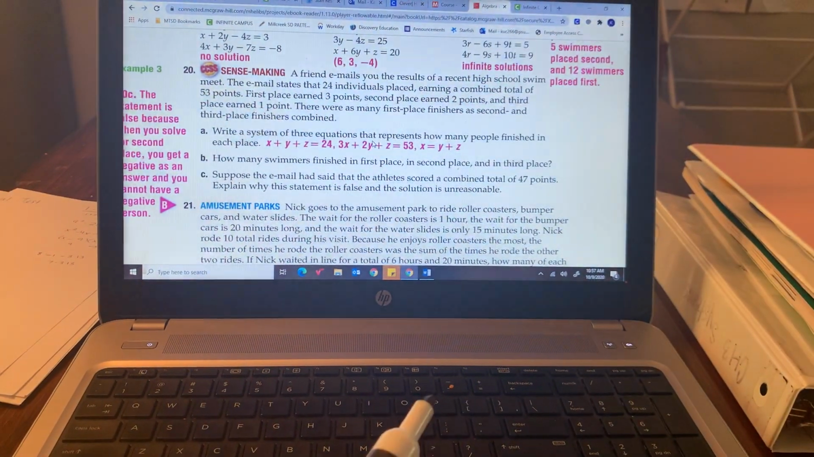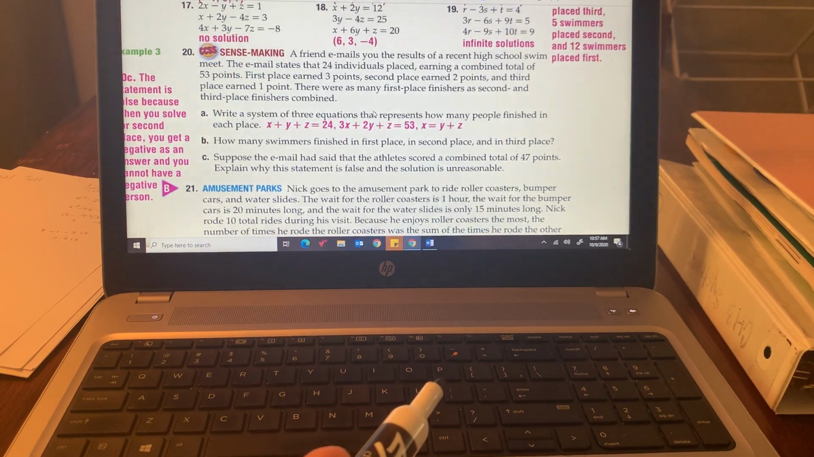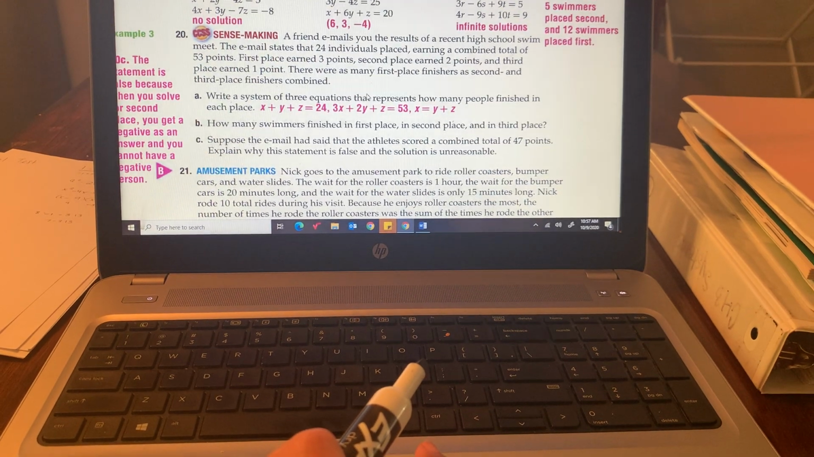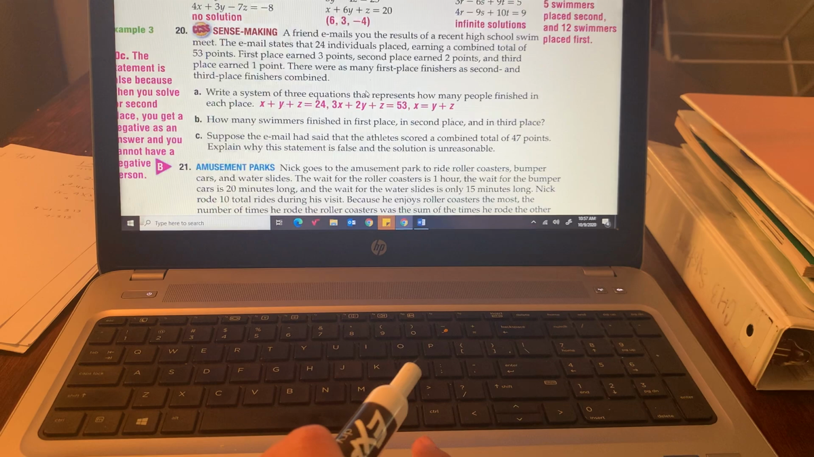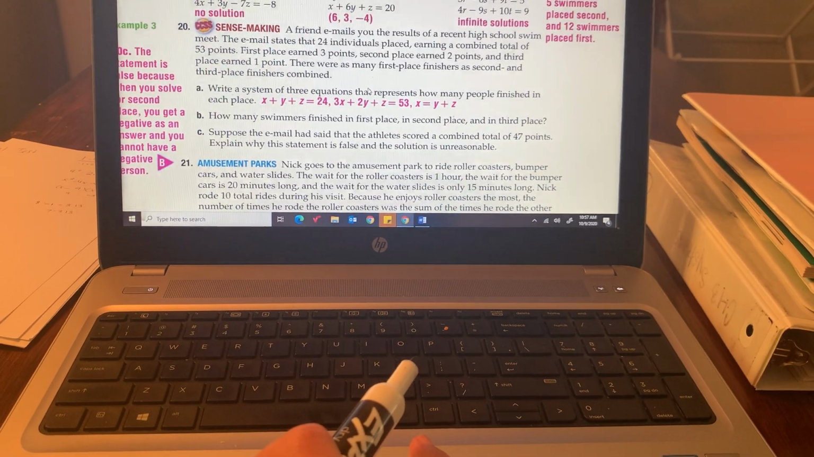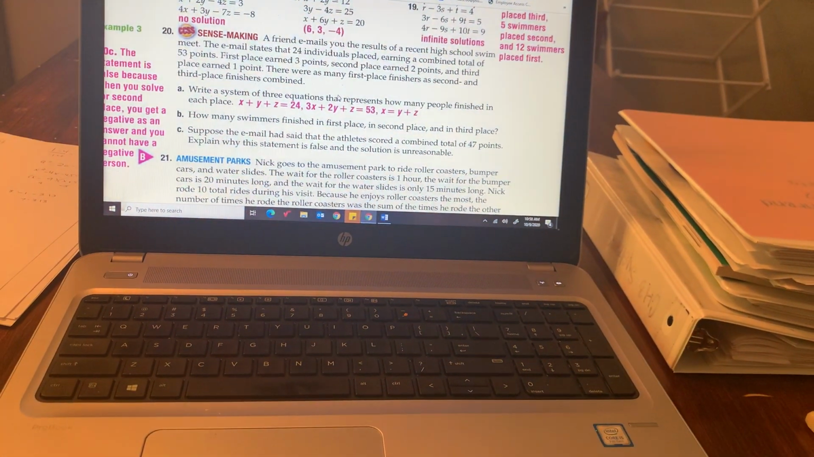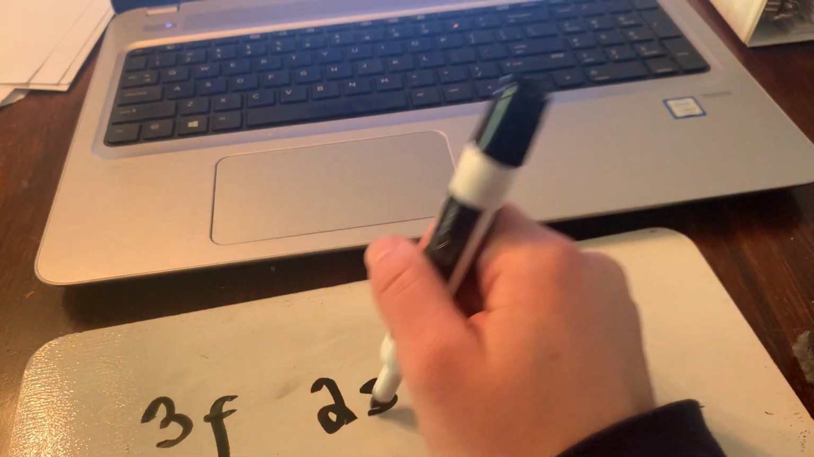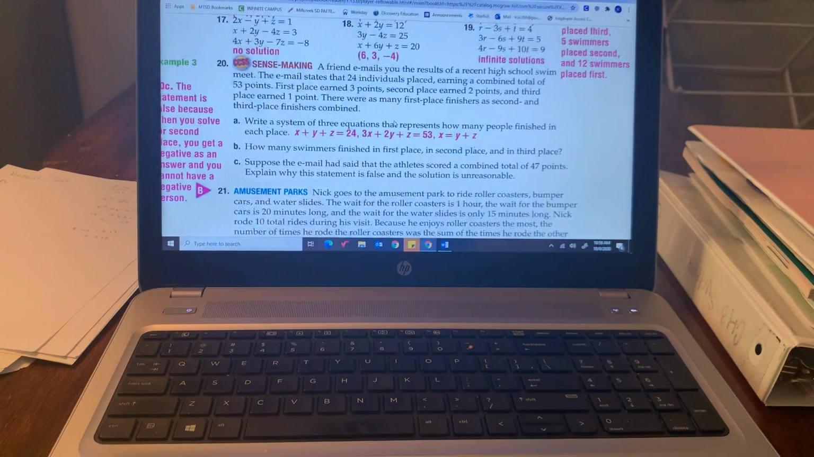Okay. It says a friend sends you the results of a high school swim meet. The email states that 24 individuals placed, earning a combined total of 53 points. The first place earned 3 points. The second place, so we could do 3 points for the first place. We could do second place earned 2 points and third place earned 1 point.